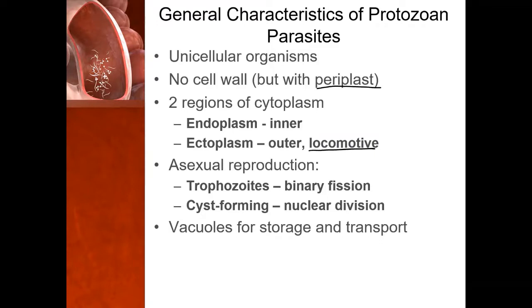Vacuoles are for storage and transport. Meaning all of the protozoan parasites contain vacuoles. They are like small openings, that's how they look in the cells. And that is for their storage and transport.